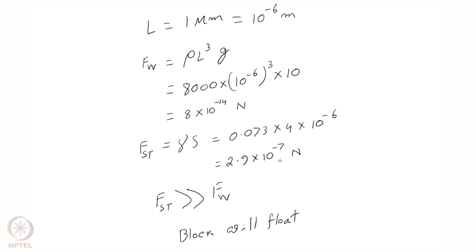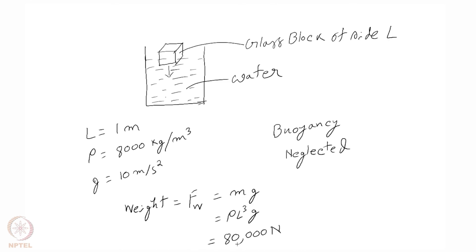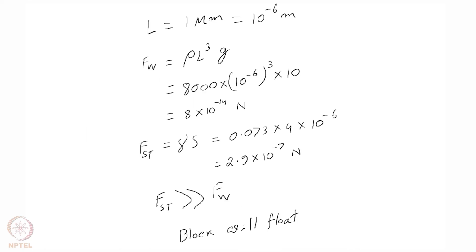So the surface tension force has also decreased by several orders, right? But the weight force, or the gravitational force, was 80,000 Newton, and from that it came down to 8 into 10 to the power minus 14 Newton. So the gravitational force decreased by a much larger amount, because gravitational force is a volumetric force and it has L cubed, so it became 10 to the power minus 18, whereas surface tension force has only L, so it has reduced by 10 to the power minus 6, right?